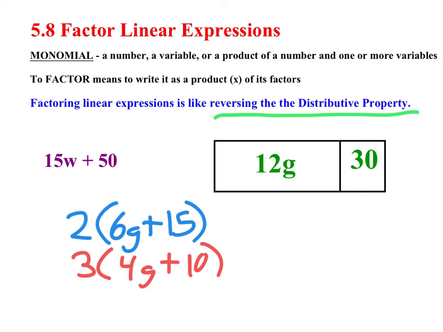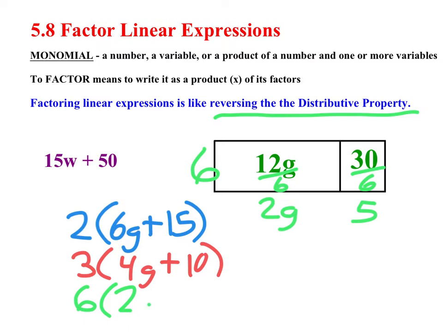What we're going to be doing most of the time is looking for the greatest common factor. So what we'd want to do is take out a 6. Divide by 6, you get 2g. Divide by 6, you get a 5. And when we did that, I divided out by 6, and I get the quantity 2g plus 5.